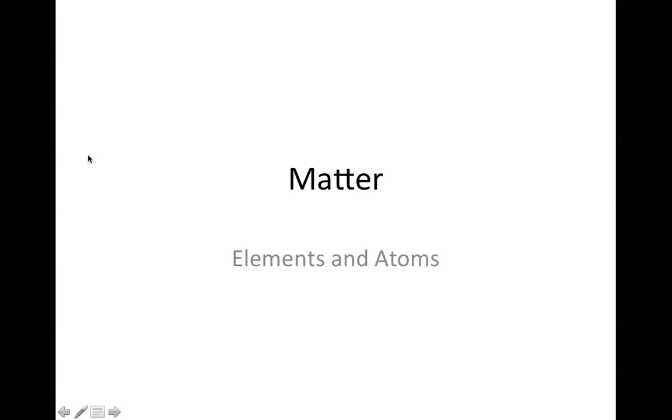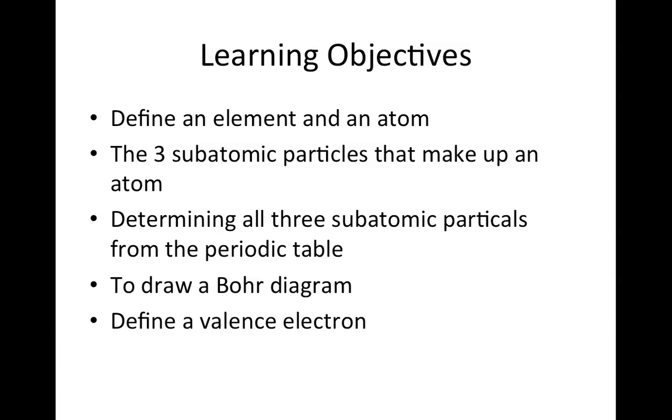Today we're going to talk about matter in terms of elements and atoms. Your learning objective is very simple. You need to be able to define an element and an atom, describe the three subatomic particles that make up an atom, determine all three subatomic particles using information from the periodic table, draw a Bohr diagram of an atom, and define a valence electron.